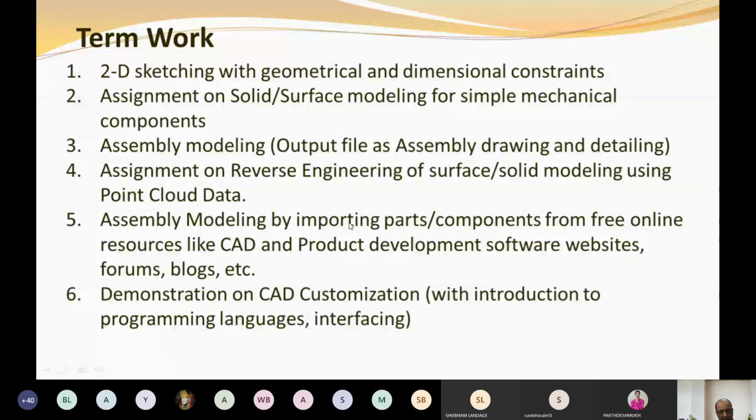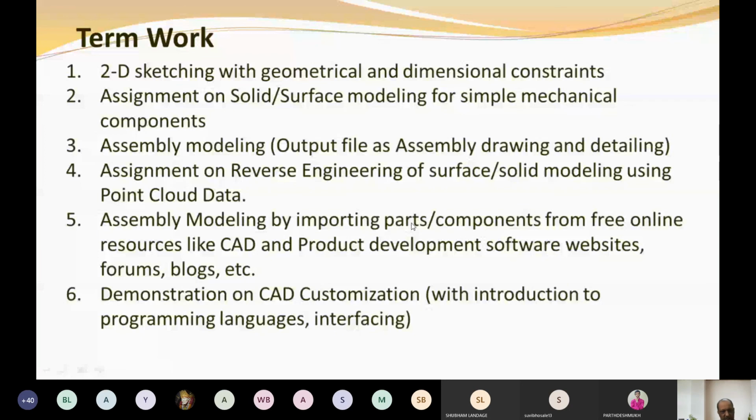There are different steps. Okay, assembly modeling by importing different components from online resources. Online resources are there where we can get different components, and we can import them, because it is not possible to develop all the components. If it is a complicated part, it takes more time to develop that particular part in a software environment. So instead, we can have ready-made components which are available online. We can drag or import that component in a software environment and make an assembly of it.